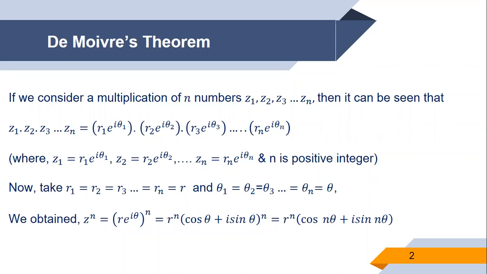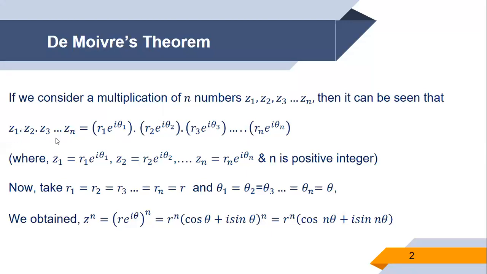We also discussed in the previous lecture how to define a complex number in polar coordinates. So we know that z is equal to r into e raised to i theta. Similarly, z1 in polar coordinates is r1 into e raised to i theta 1, z2 is r2 into e raised to i theta 2, and so on, up to zn is rn into e raised to i theta n, where n is a positive integer.